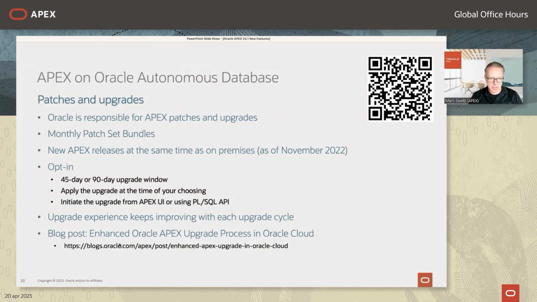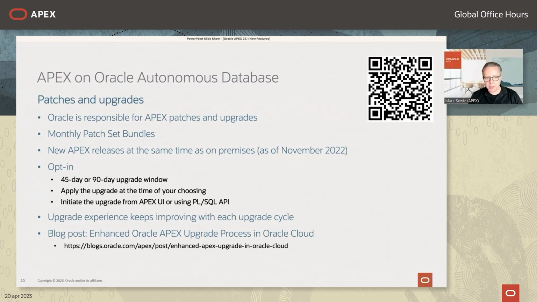There's a blog post that I linked down here and a QR code to that blog post that talks about the changes to the upgrade process. So ever since 22.2, you have an opt-in, 45-day or 90-day upgrade window. You can apply the upgrade at a time of your choosing. You can initiate the upgrade from the Apex UI or using a PL/SQL API.